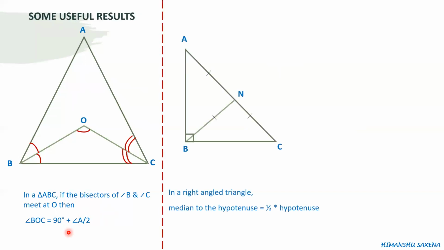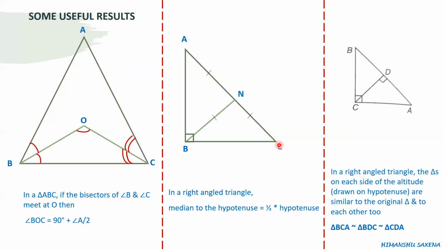Another useful result is that in a right angle triangle ABC, this is the right angle, if we drop a median to the hypotenuse from this vertex, so BN is the median, then this BN is equal to AN is equal to NC. So the median to the hypotenuse is actually half of the hypotenuse. So this AN and CN are the half of the hypotenuse. So this hypotenuse is divided equally at N. So this median is equal to half of the hypotenuse.